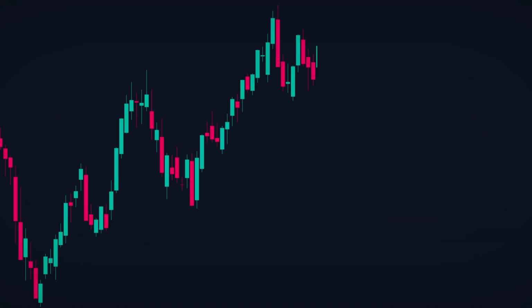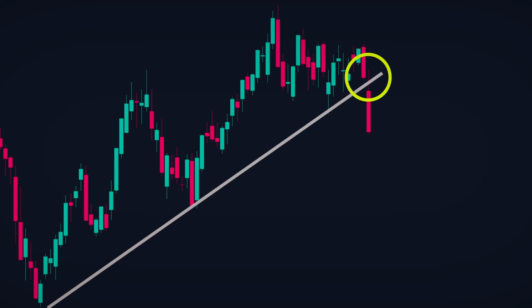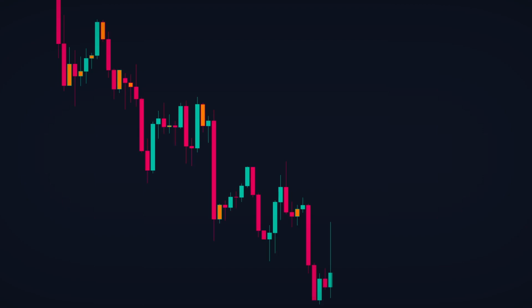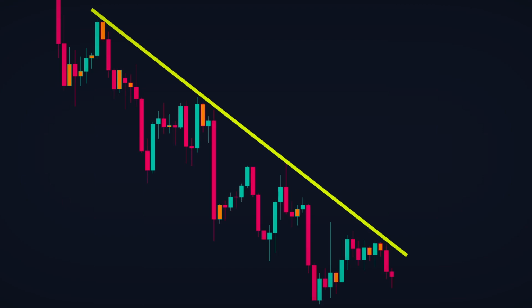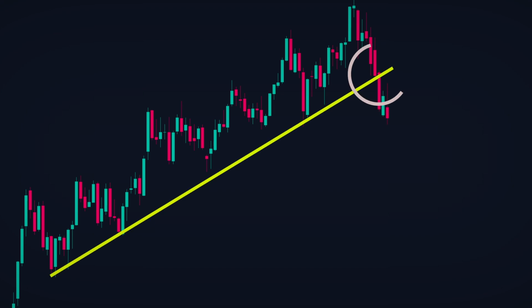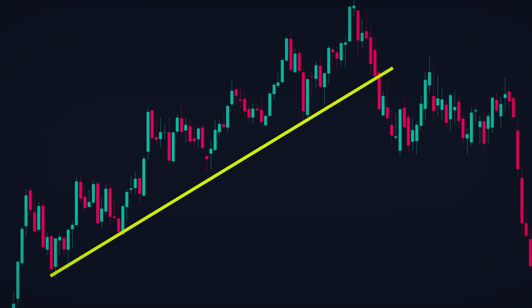The second reason to use trend lines in trading is to identify potential reversals in the market. When a trend line is broken, it gives us an opportunity to consider a possible trend reversal. In a downtrend, we draw the trend line above the candles. If the price breaks this trend line, it suggests a potential reversal, indicating the price might start moving higher. Conversely, in an uptrend, we draw the trend line below the candles. If the price breaks this trend line, it signals a potential reversal, indicating that the price might start moving lower.